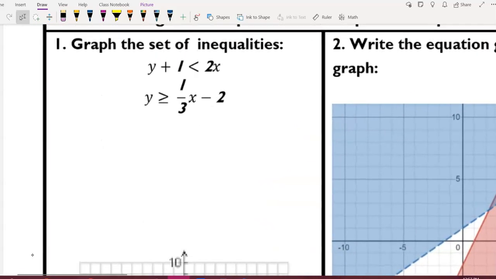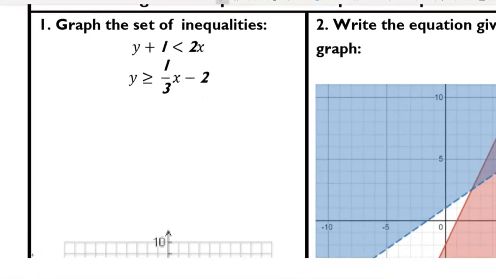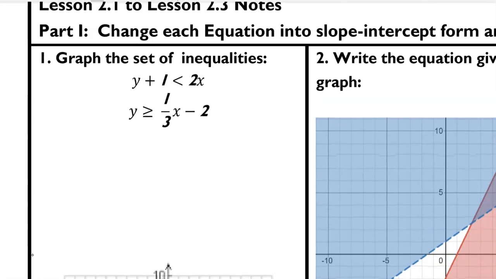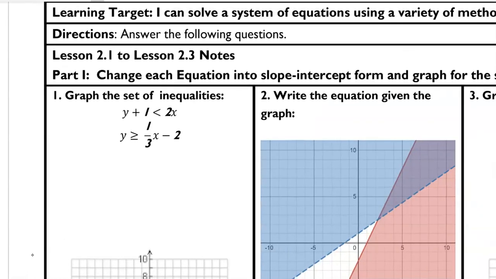Alright, let's get started. So number 1 here, it says graph the set of inequalities. When we graph any linear lines, we need everything to be in slope-intercept form, which is y equals mx plus b. I know, yes, this is an equal sign, and we're using inequalities, but everything else needs to be the same. So what we should notice about this first inequality here is that it is not in slope-intercept form. So we need to rearrange it to be in slope-intercept form.